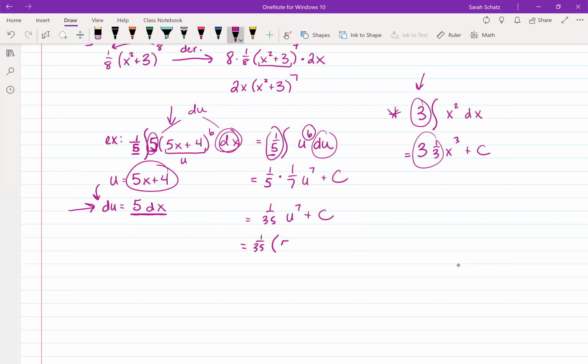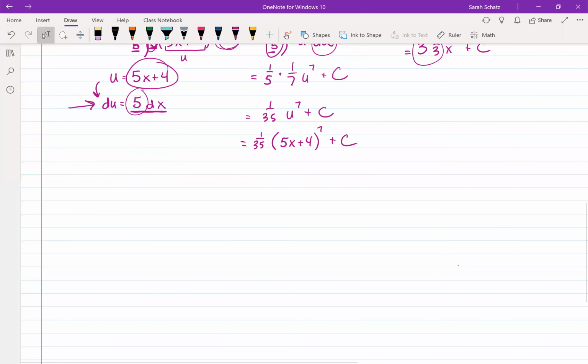So I have 1/35 times (5x + 4)^7 plus c. So it makes it a lot, well, not a lot harder, but definitely a little bit harder. You have to think a lot more when the entire du is not present from the beginning. And you guys, a lot of times it's not. We learn on the easy problems where it's just there. But if it's not, we just have to know how to put it in without changing the problem values. So let's look at another one.